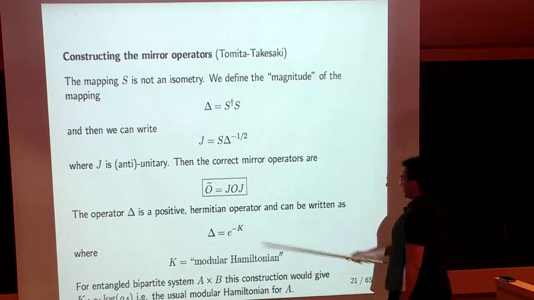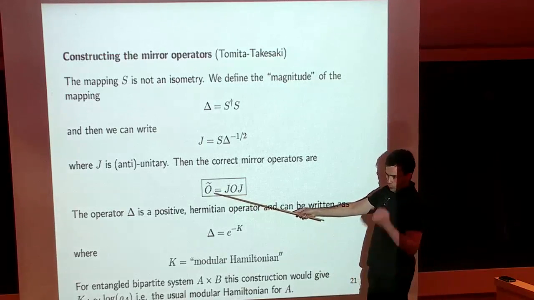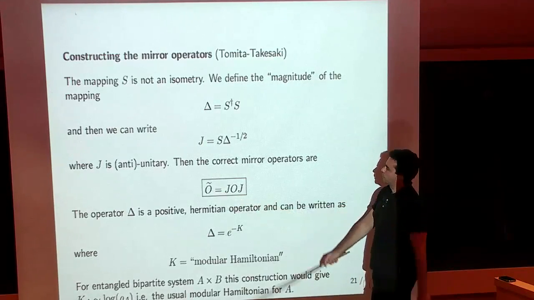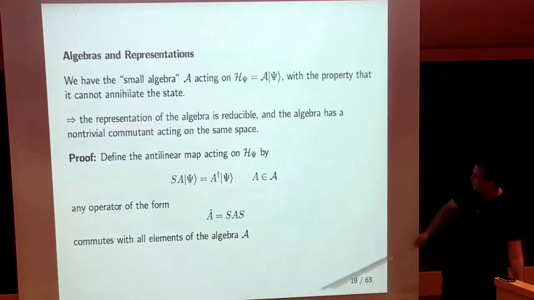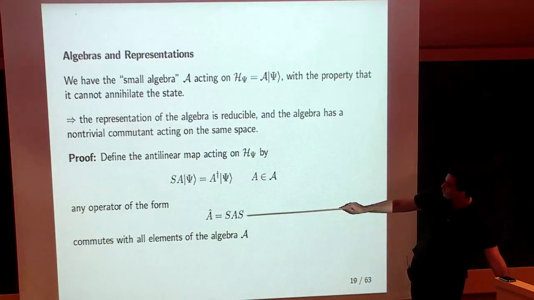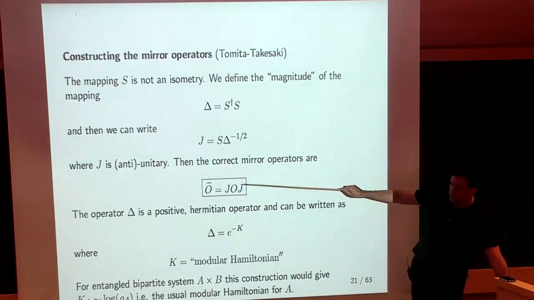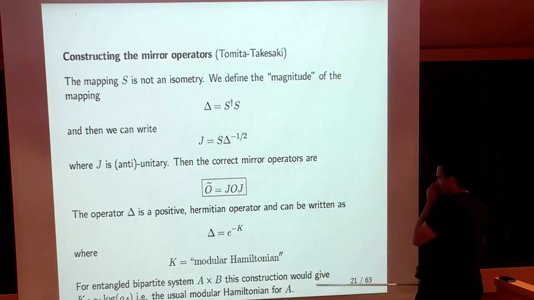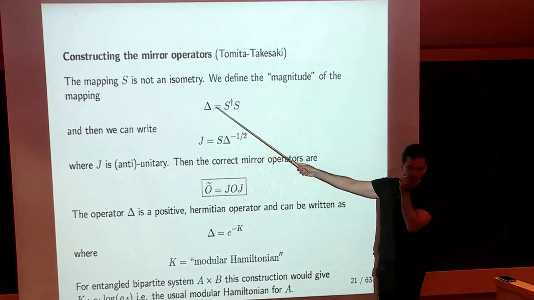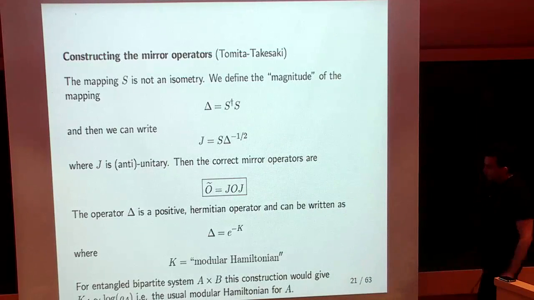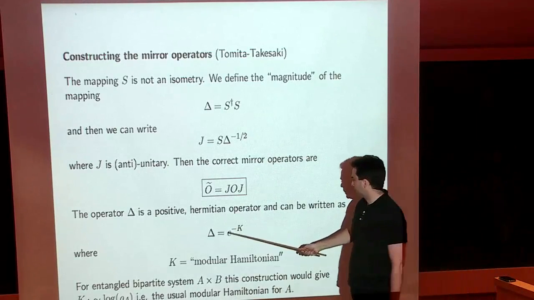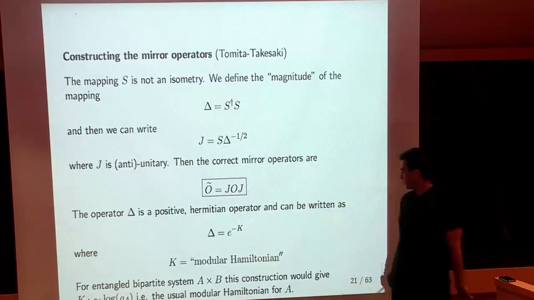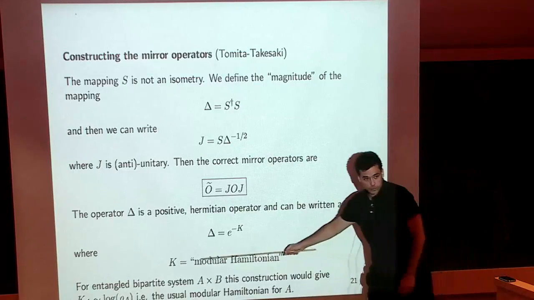Now, to prove that this commutes with the original operators is a little bit more work, because what I proved before is that this operator commutes with the elements of the algebra. So to prove that this one continues to commute takes a few more steps, but it can be done. And this operator delta that I defined is positive and Hermitian, and it can be written as the exponential of some Hermitian operator, which is usually called the modular Hamiltonian.